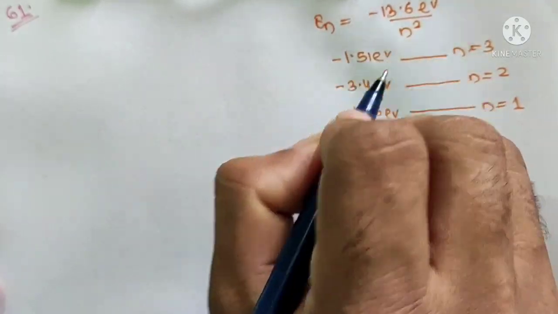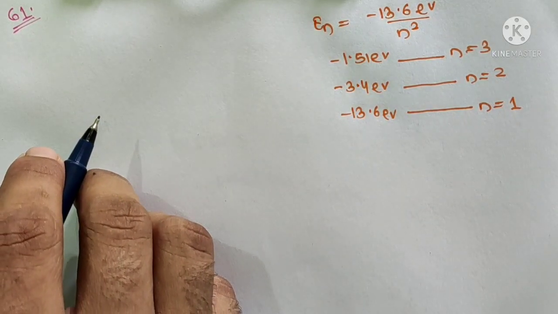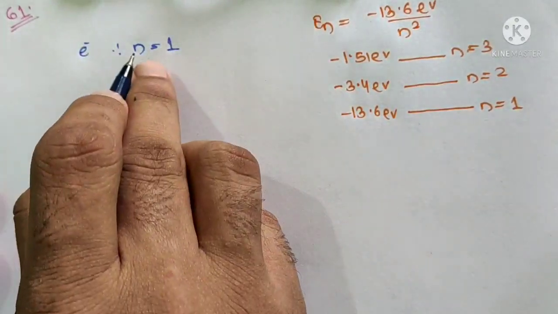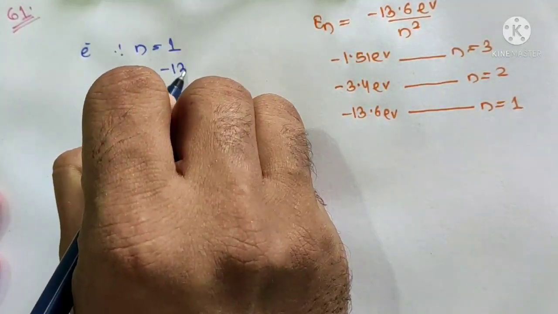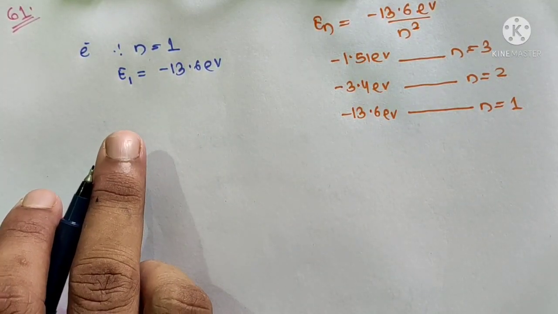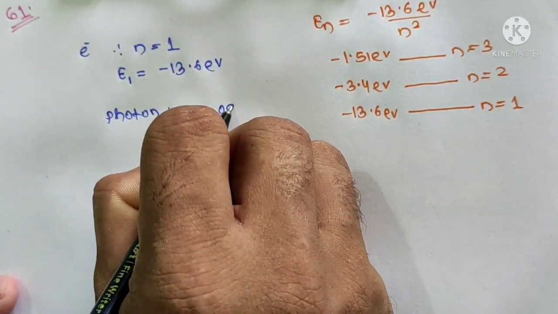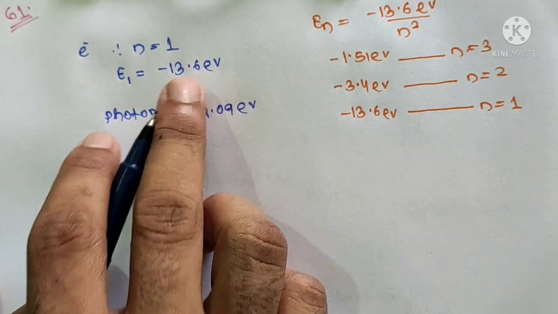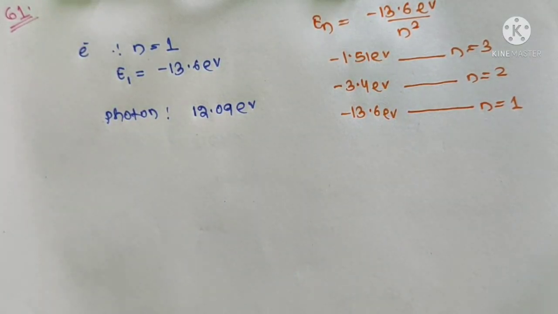1.51 electron volt. Now according to the question, initially the hydrogen atom is in the ground state, that means the electron is in the first orbit, n equal to 1, so the energy of the electron in the first orbit will be minus 13.6 electron volt. Now this hydrogen atom in the ground state absorbs a photon of energy 12.09 electron volt. So initially it had energy minus 13.6 electron volt. Now it absorbs a photon. So as it is absorbing a photon, it will jump to a higher excited orbit.